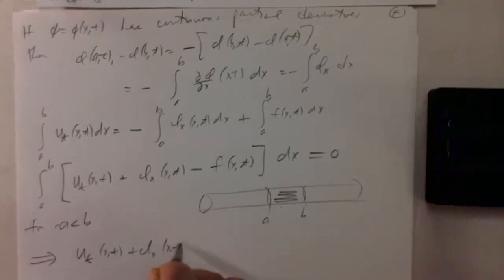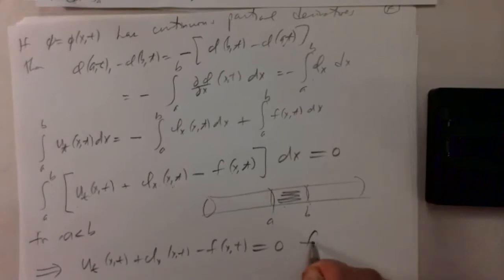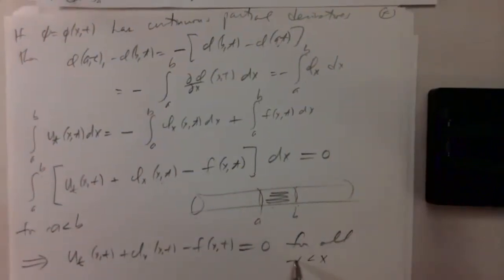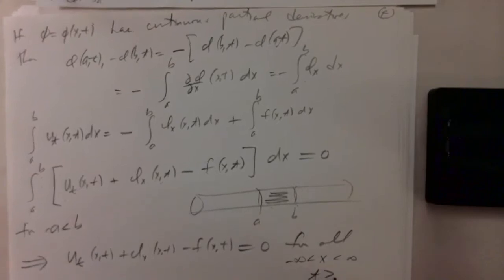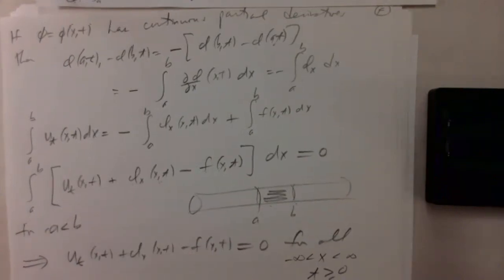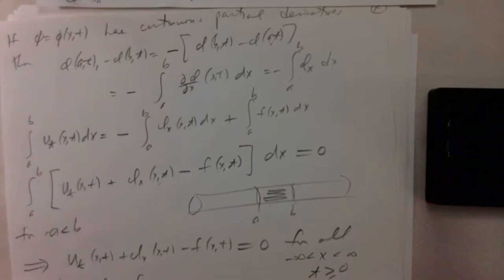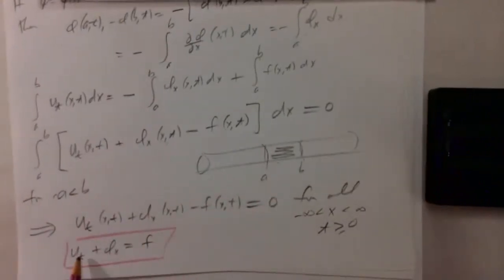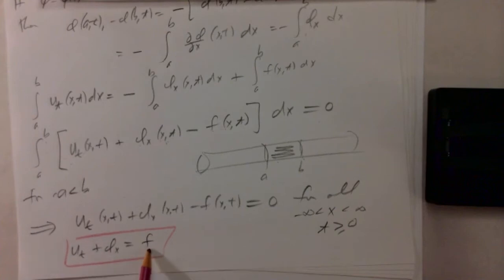plus phi x minus f of x t equals zero for all x and t. We can think of x as going from minus infinity to infinity and t starting at zero. Another way of writing this is the partial of u with respect to t plus the partial of phi with respect to x is this function f. So u is the density of material in the tube, phi is the flux, and f is this operator which tells us at what rate material inside the tube is being created or destroyed. This is our conservation equation.